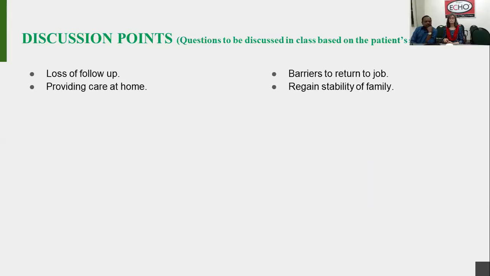So thank you, Dr. Jijo. So we have a middle-aged man who sustained a CVA and became hemiplegic, but by the time he was rehabilitated, he was able to walk in parallel bars. So the main problem: there are a lot of comorbidities as well as psychosocial problems.